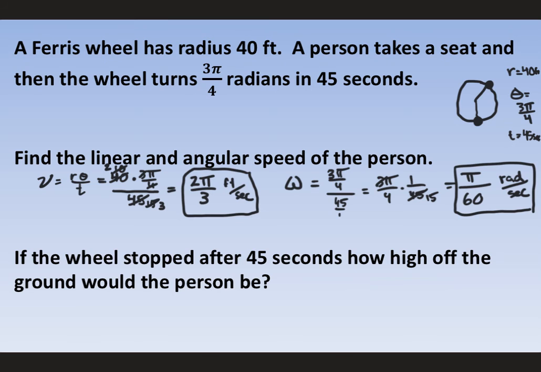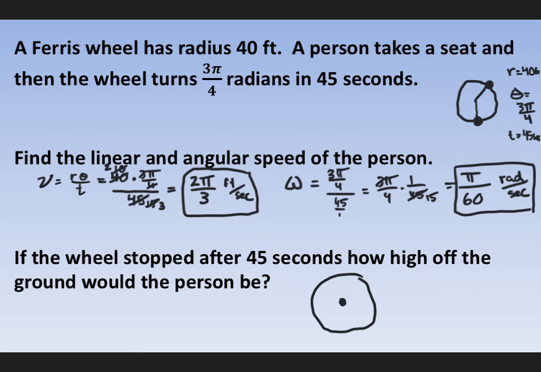Now, this second part of the problem asks us something interesting. It says, if the wheel stopped here, how high up is the person? And that might not intuitively make a ton of sense initially, but I'm going to try and draw a little more detailed picture here and see if it helps us figure it out. Let me erase something. I didn't quite draw it like I wanted. All right, so if I draw a little more of a circle here, so here's my circle.